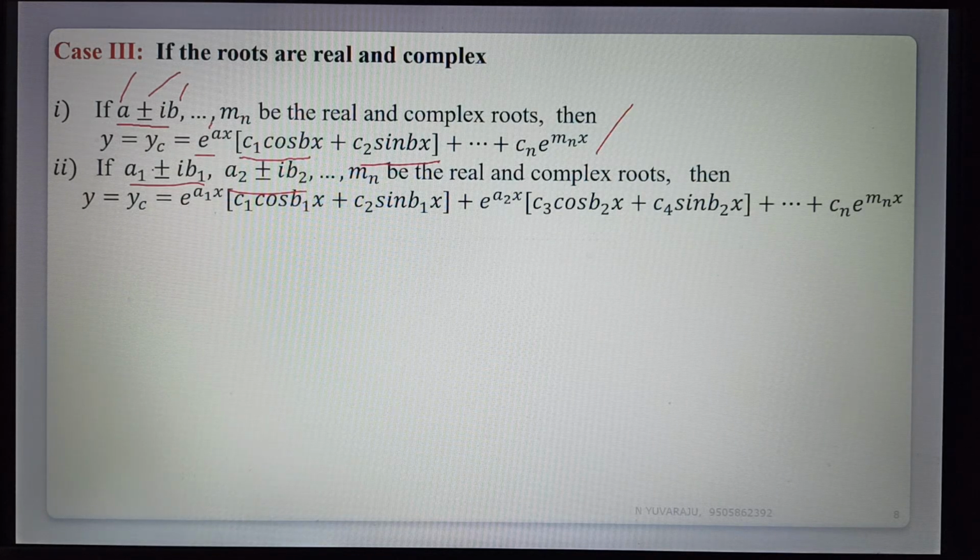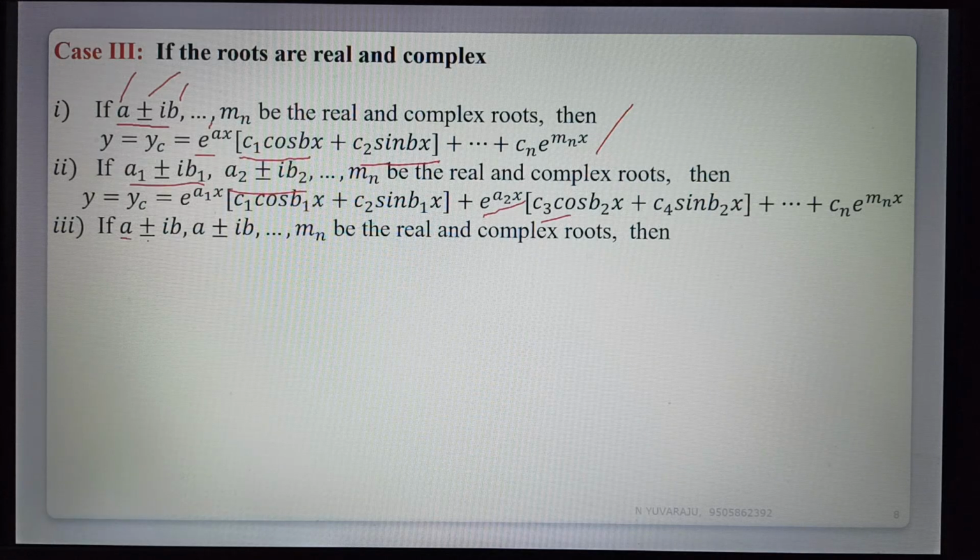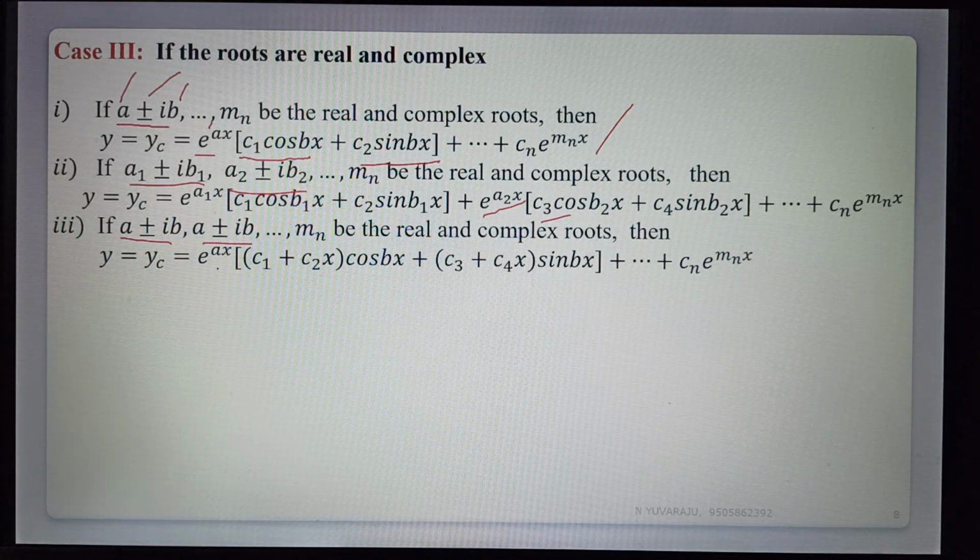Same, yc is equal to, first pair is complex, e power a1x (c1 cos b1x plus c2 sin b1x) plus second pair is also complex, that is e power a2x into (c3 cos b2x plus c4 sin b2x) plus up to so on, remaining are real and distinct. In case complex roots are also equal, first pair and second pair also complex and same, then the solution is yc is equal to e power ax into (c1 plus c2x), equal roots, so using case 1, same procedure. So (c1 plus c2x) into cos bx plus (c3 plus c4x) into sin bx. Here 4 roots, 4 constants, and remaining may be real and distinct, using case 1, case 2 here.